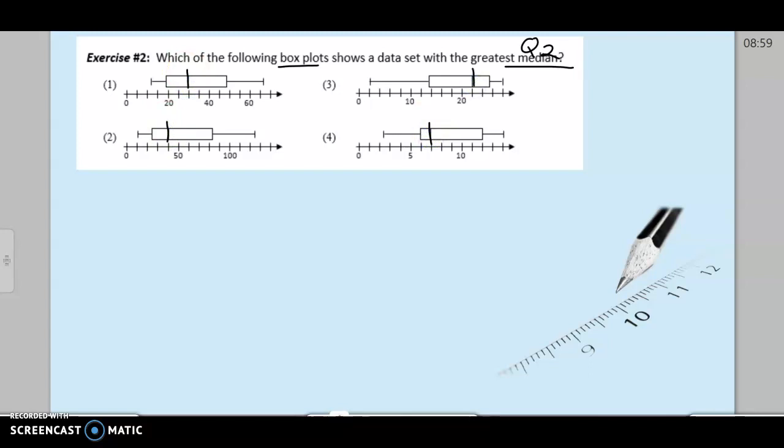And you can see that we got to pay attention to the intervals because they're all a little bit different. This one's going by 20 to 40. This one's going by 5s. So this one would be 30. But that doesn't mean that's the highest. Let's try to find the next one.